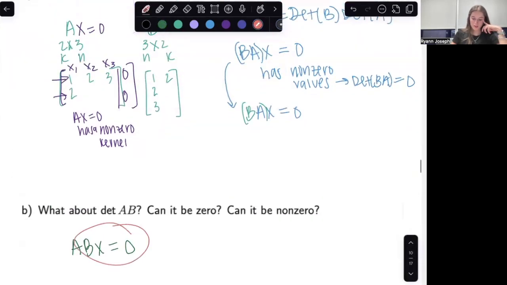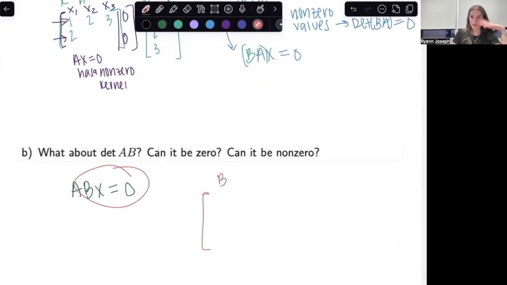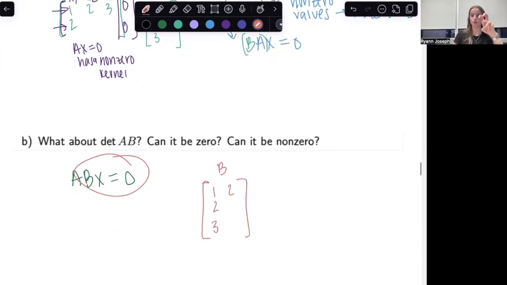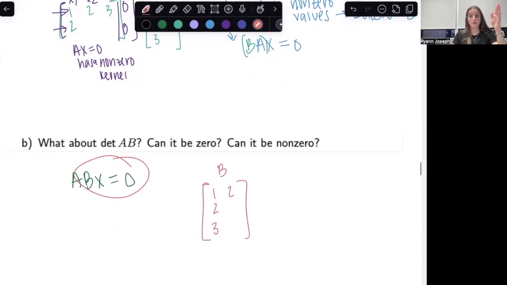B is this 3x2 matrix for us, right? And again, it's just any matrix where the number of rows is greater than the number of columns. So 1, 2, 3, 2. Looking at this, we could have a kernel or we could not have a kernel. It depends, right? Because we have enough rows for every variable to be a pivot variable.